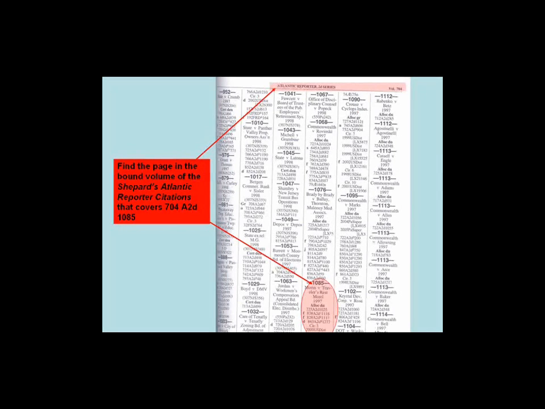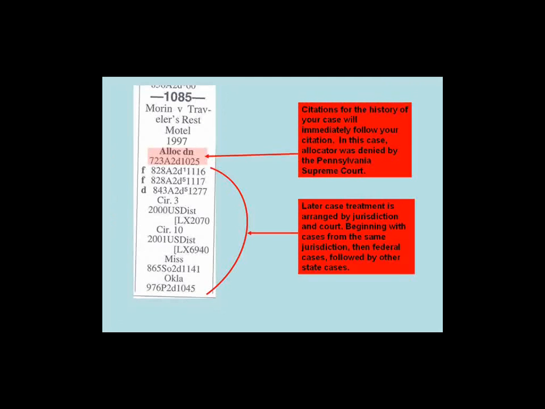Finding the correct page in the Shepard's Atlantic Citator that covers the Atlantic Reporter Second Series, volume 704, and page 1085. You can see at the beginning of the entry it shows your case name, Morin v. Travelers.